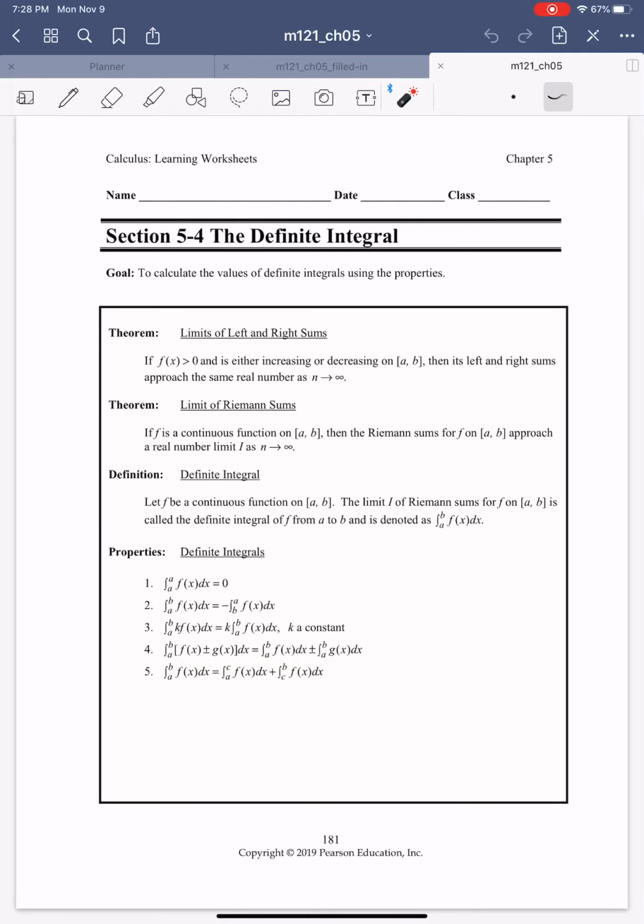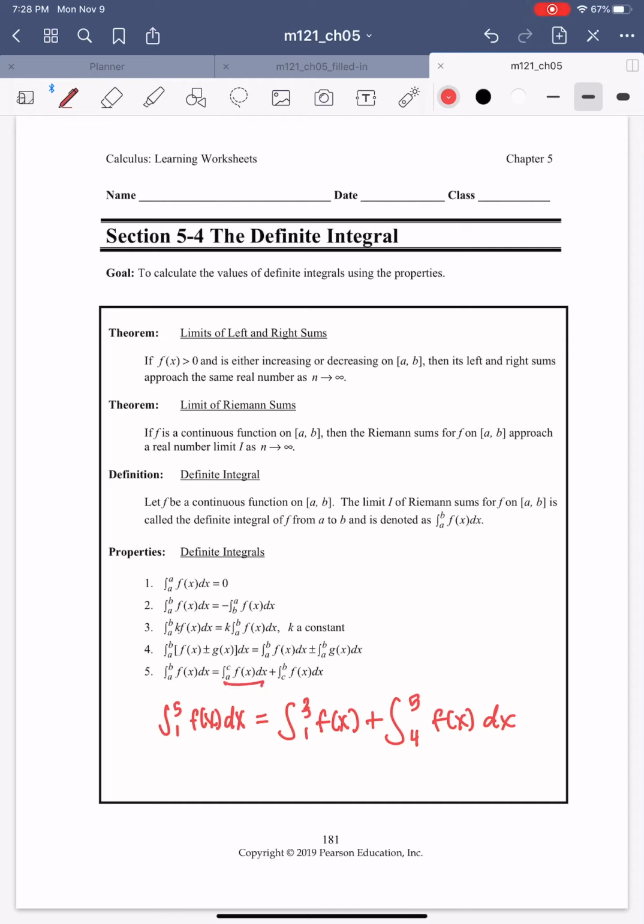And then you can also, let's say you have something like this, right? Then you can also divide it into 1 to 3, integrate, and then 4 to 5. That's what this means. Instead of looking at the whole chunk, you can divide up the regions and break it into pieces. That's what the last property is.